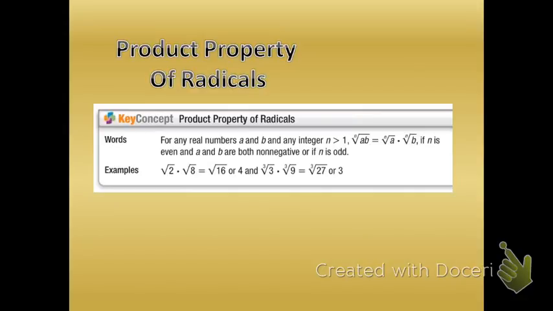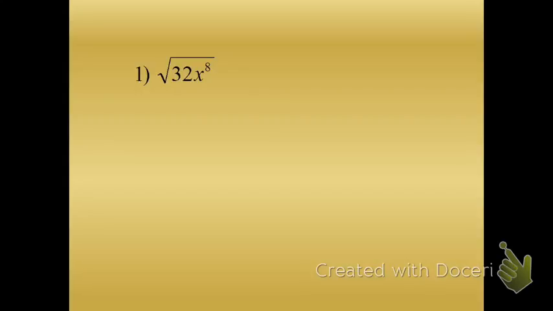So obviously, if you're going to multiply these radicals together, you would multiply the insides, make it 16, multiply these insides, make it 27. It also allows you to go backwards too, which is where your factor trees come from, and that's what we're going to do first.